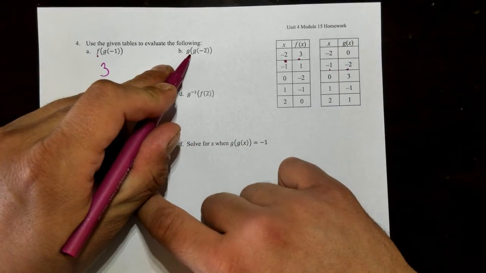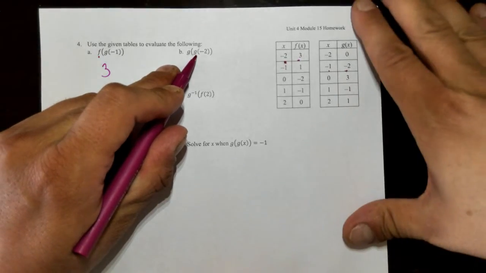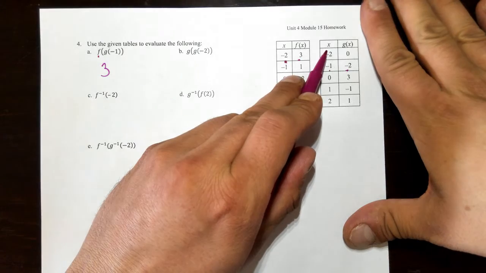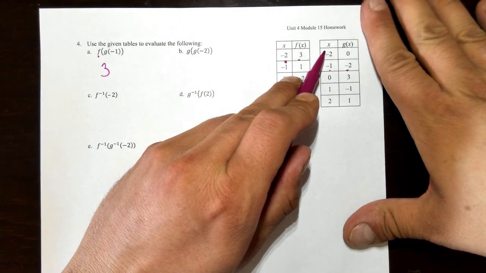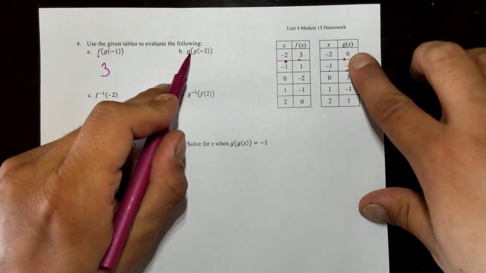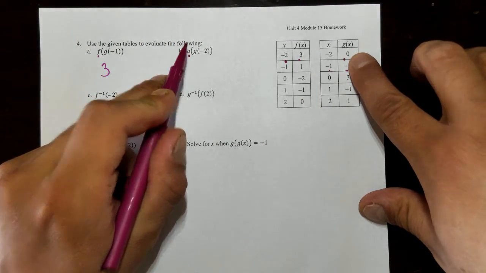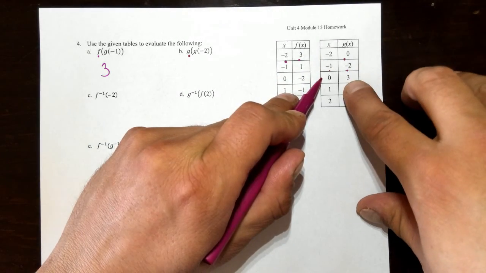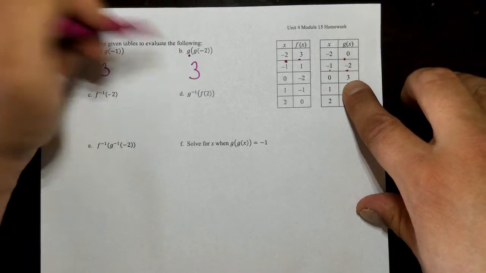What about G of G of negative 2? Let's just look at the G of X portion here. What is the value of G of negative 2? Well, that's going to be 0. Then we're looking at G again, so we're staying on the G table, and when the input of G is 0, the output is also 3.